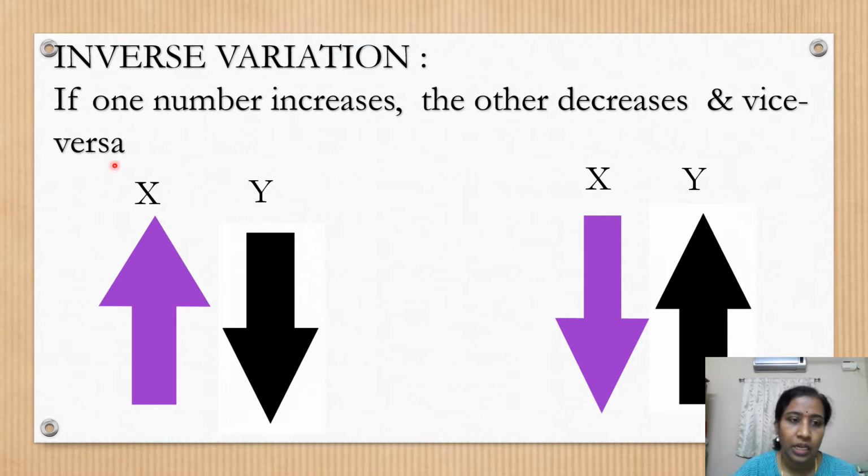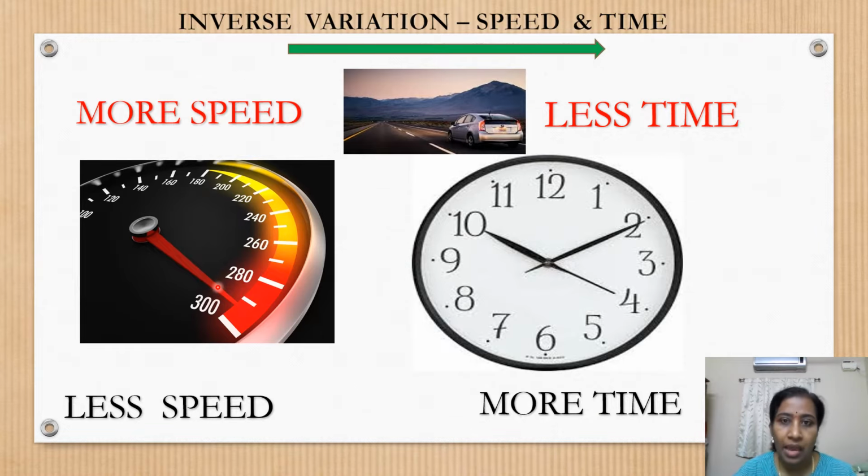Now inverse variation, if one number increases, the other decreases and vice versa. That is, if the variable x increases, the variable y decreases. And if the variable x decreases, the variable y increases. And that is called inverse variation. Now I am giving you two examples for this. I have taken speed and time. If you ride your bike with more speed, you will take less time to reach the place. If you ride your bike with less speed, you will take more time to reach the place. So more speed, less time, less speed, more time. This comes under inverse variation.